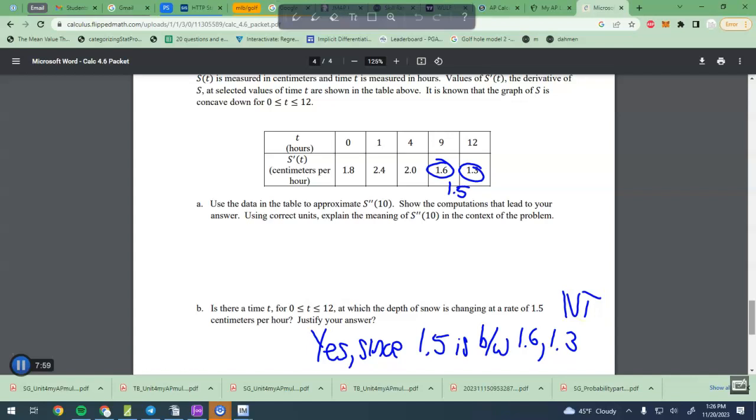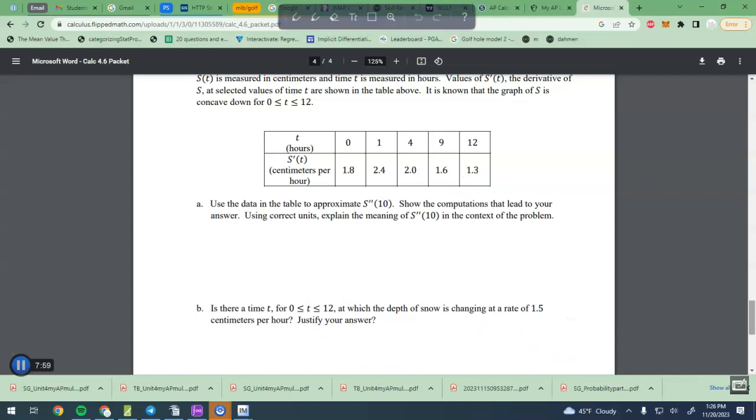Others? Alright, let's do 4-7, which is L'Hopital's rule.